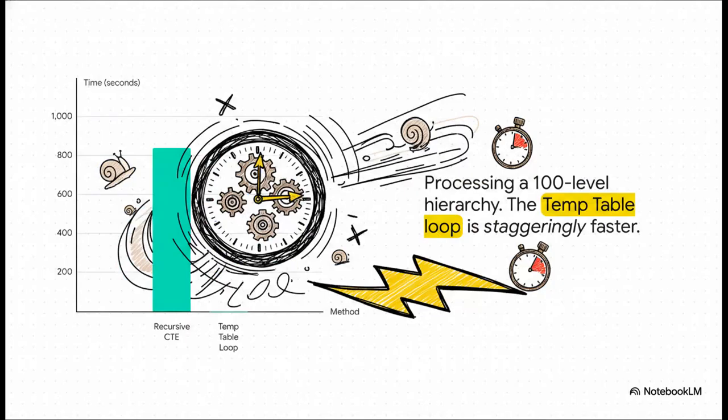Yeah, the results aren't even close. They are just staggering. To chew through a 100-level hierarchy, the recursive CTE took 14 minutes. The temp table loop? Less than 1 second. For this kind of deep recursion, the overhead of how the CTE works internally just makes it deeply inefficient, while the simple set-based operations on that physical temp table are absolutely lightning fast.